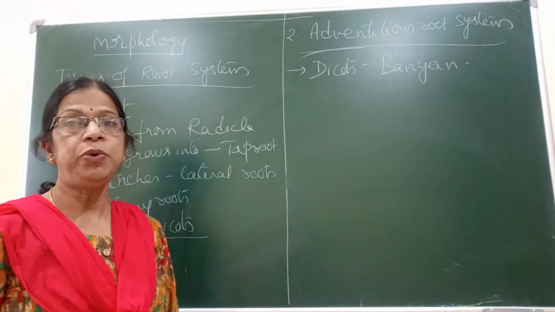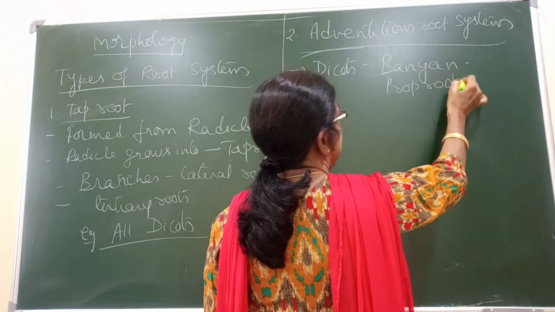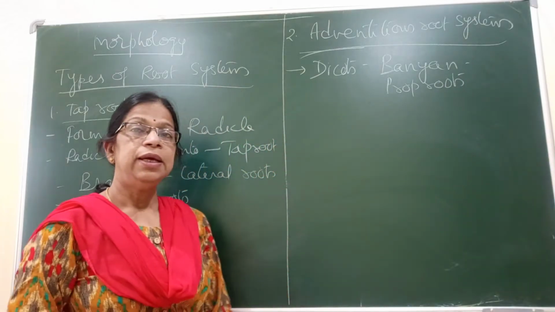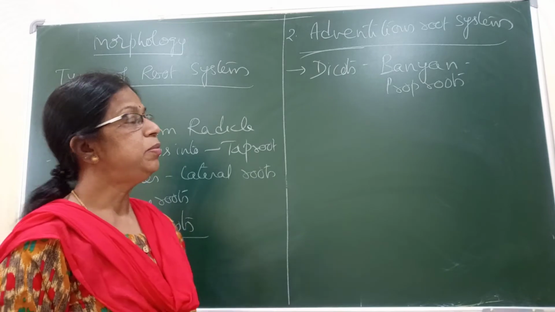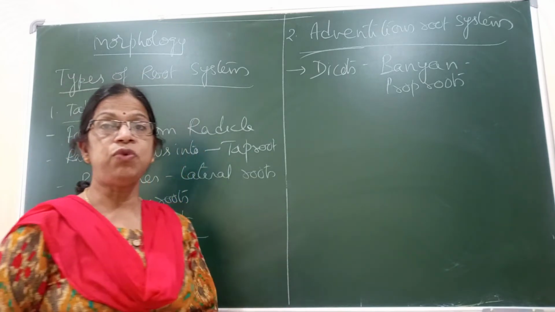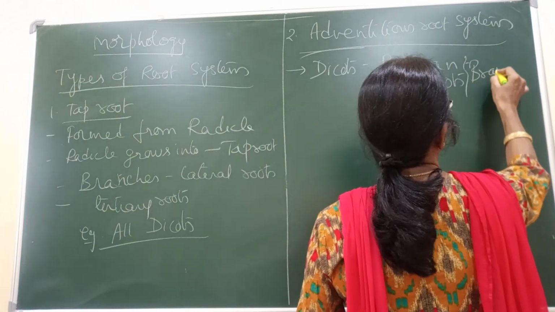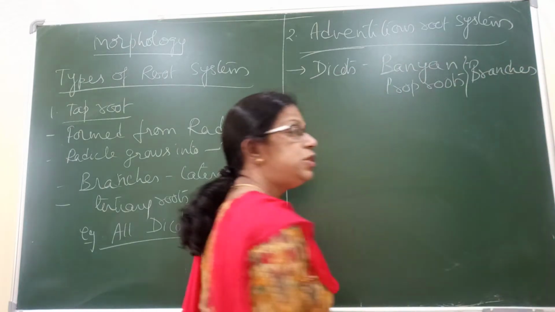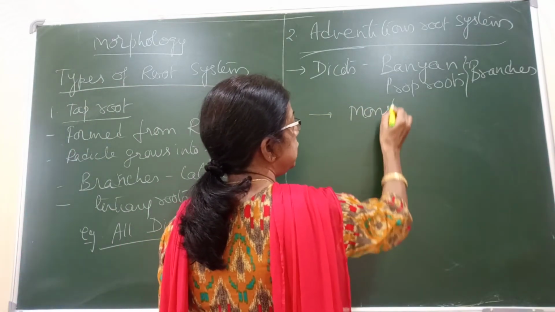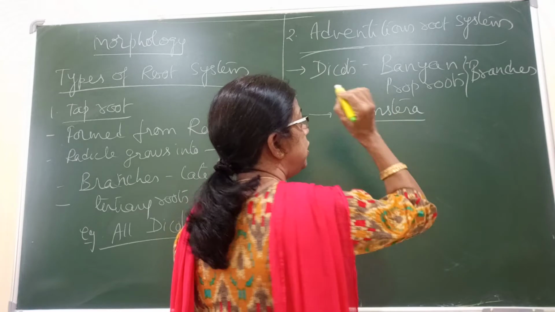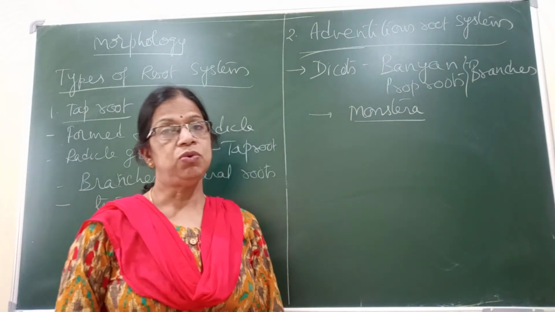In banyan, prop roots are present. These prop roots help in mechanical strength. They grow downwards and they help in mechanical strength. They are formed from branches. Prop roots are formed from branches. That's why these are called adventitious roots. And another example of dicot is monstera. Monstera is an epiphytic plant and it develops adventitious roots.